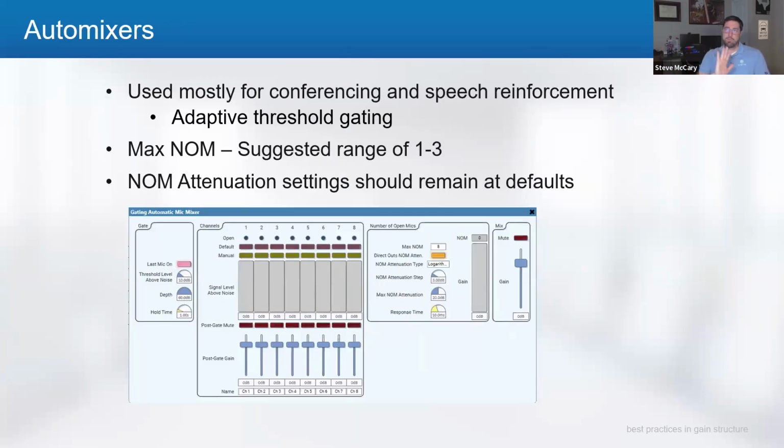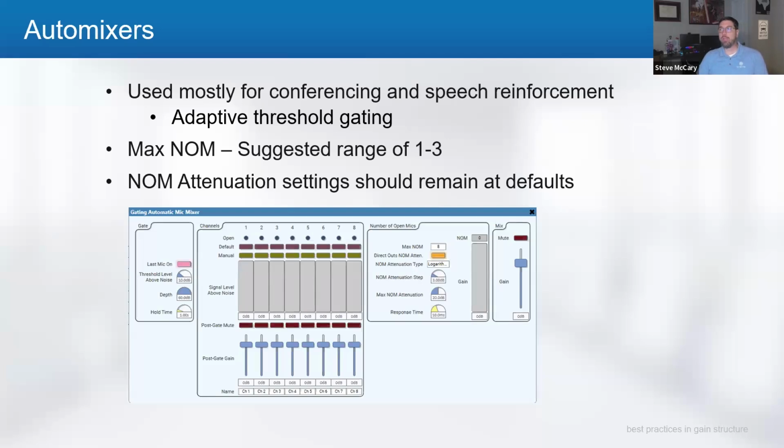Okay, auto mixers. This is generally used for your conferencing and speech reinforcement. What is really cool about these, typically what you will see is us using these gating automatic mic mixers or auto mixers. What this does is, say we've got 8 microphones in a room, and we only want to make sure that at any given time, the people on the far end are not hearing every single microphone open all the time.